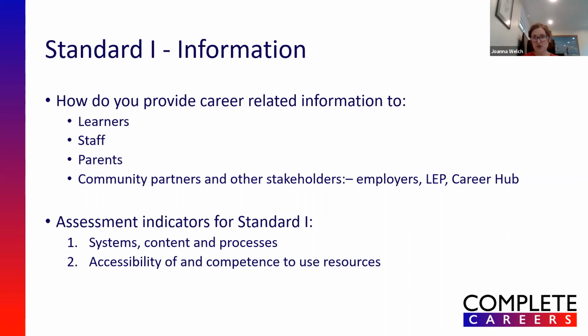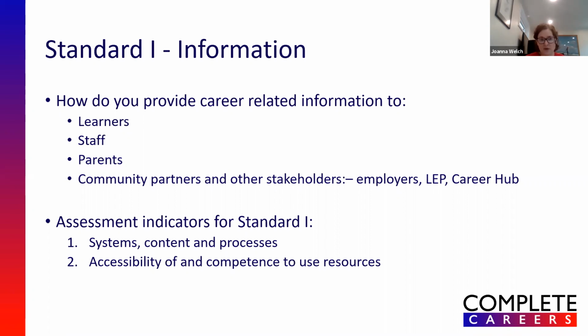So what we're going to do as part of this session is look at what constitutes good information and resources, and identify lots of examples of evidence that you can provide in order to meet Standard I. And as I said, we're going to look at the assessment indicators for Standard I. There's only 2 of those. Assessment indicator 1 is looking at systems, content and processes, and assessment indicator 2 is looking at the accessibility of and competence to use resources.